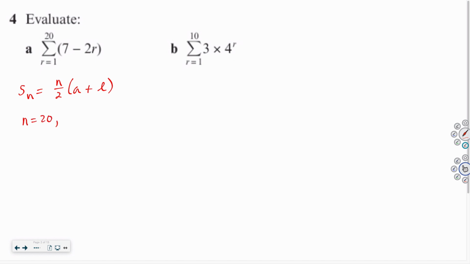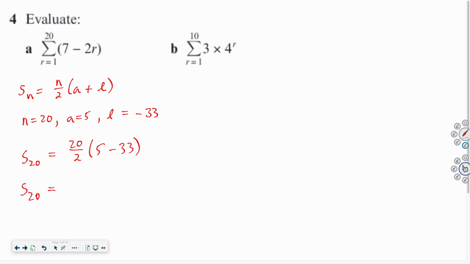And our first term is when we put r as 1 in, so the first term is going to be 5. And to work out the last term, we can put r as 20 in to give us 7 minus 2 times 20, which is 7 minus 40, which is minus 33. So then we can say S20 is going to be 20 over 2 times (5 plus minus 33), which is minus 33. And when you put that in your calculator, you get negative 280. And that is your final answer.